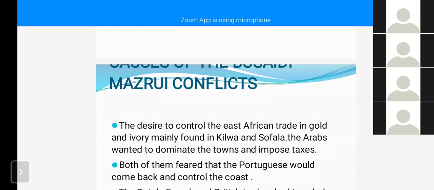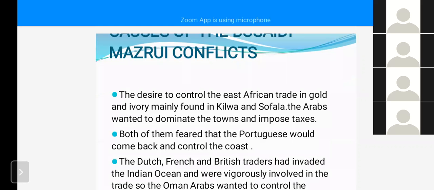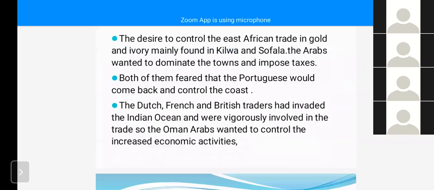As we discuss both, we are looking at the Busaidi and Mazrui. Both of them feared that the Portuguese would come back and take control of the East African coast. And in case this happened, they would be overthrown. So it is that fear that would lead to a conflict. As the Mazrui are struggling to defend themselves, the Busaidi are also saying the Portuguese must not return. It is that which would force them to fight, as each desires to have overall leadership, overall power along the East African coast.